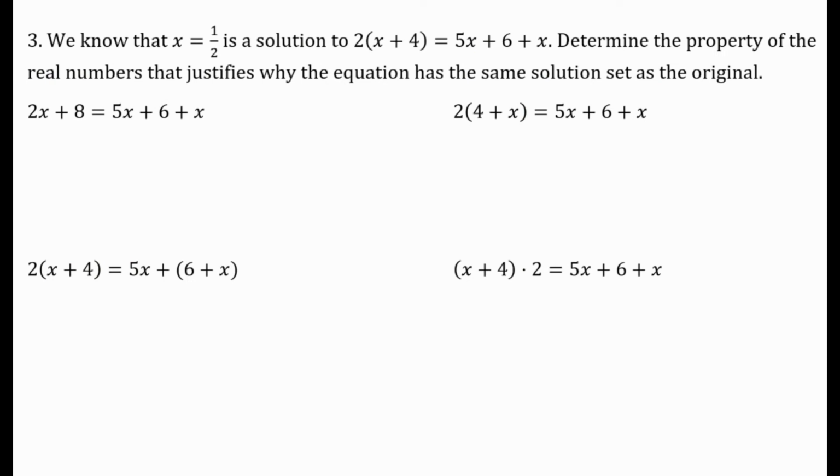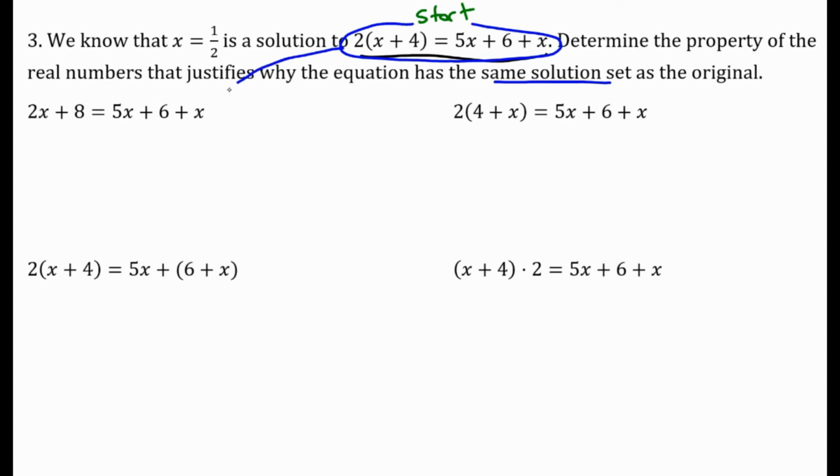So we could show that x equals 1/2 is a solution to this equation here. We could take x equals 1/2, plug it in. But please just trust me, x equals 1/2 is a solution. Determine the property of real numbers that justifies why this equation, this is going to be our original, this is going to be our start, why each of these equations has the same solution set. So what property am I applying to this starting equation to end up at each of these steps here?